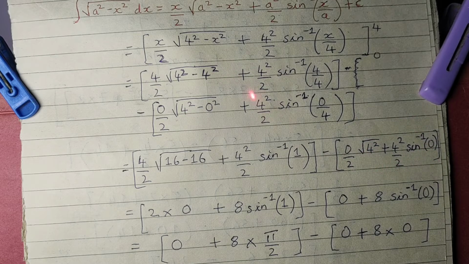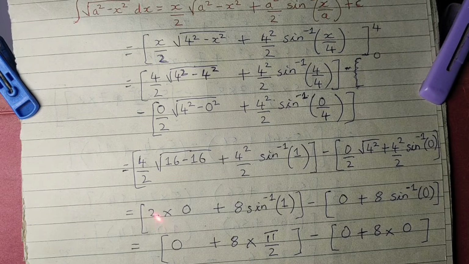Now here 4 square is there, 4 square divided by 2, this you have to bring it down. Sine inverse of 0 divided by 4 is 0 itself. Okay, so now the simplification process is there.